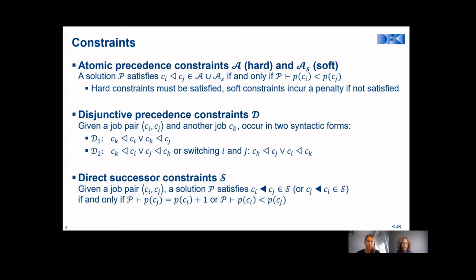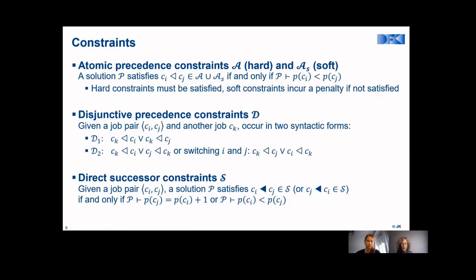Finally, we distinguish direct successor constraints. So given a cable described by a job pair Ci-Cj, a solution satisfies a direct successor constraint if the position of the cavity Cj immediately follows the position of the cavity Ci. So this means that once a cable end Ci is plugged, immediately the other cable end Cj of the same cable must also be plugged into its designated cavity. This is not necessarily the case for all cables.